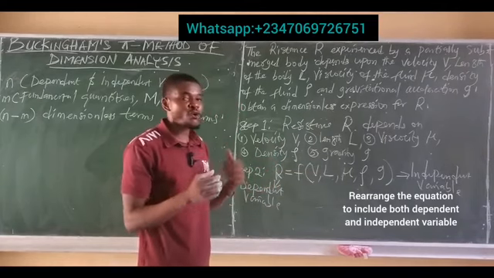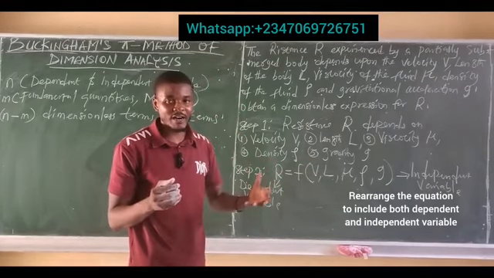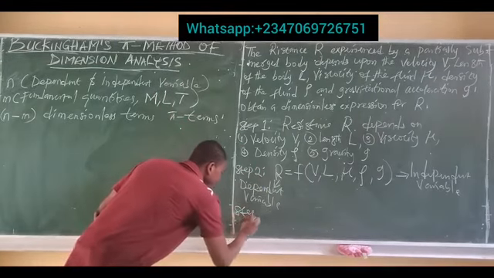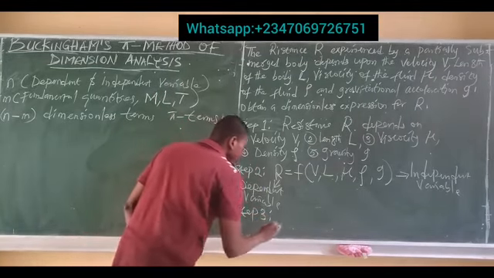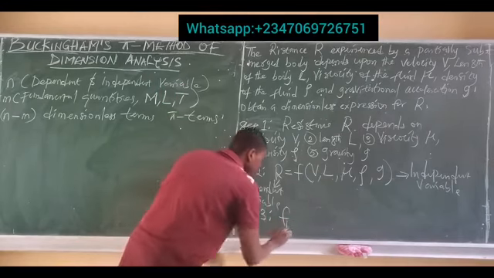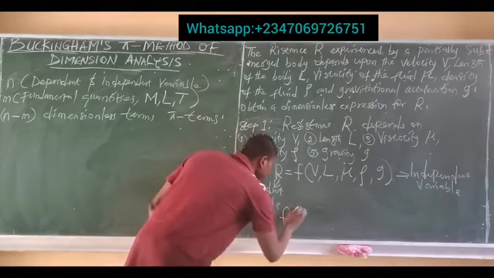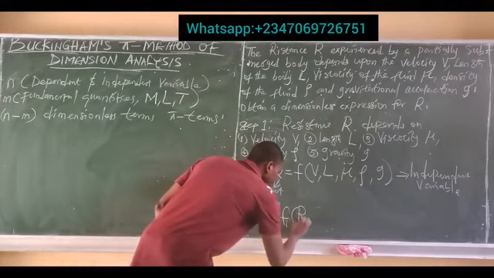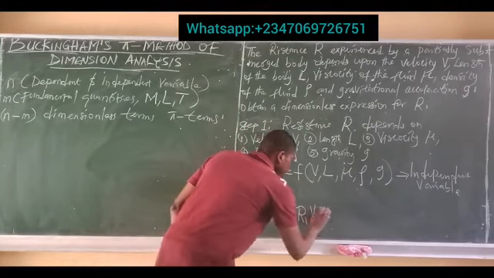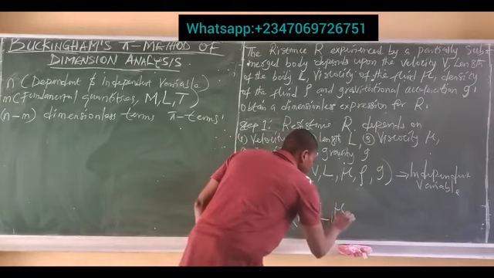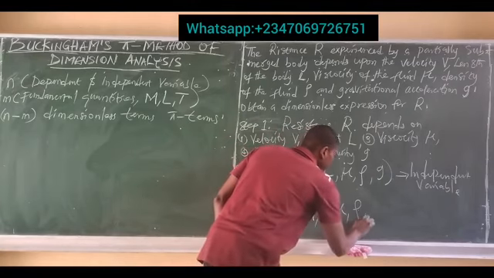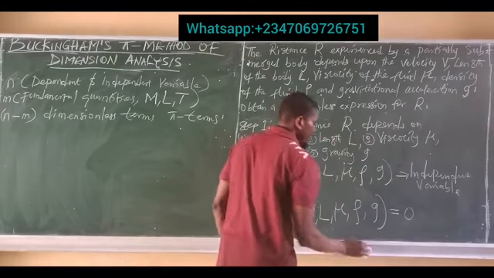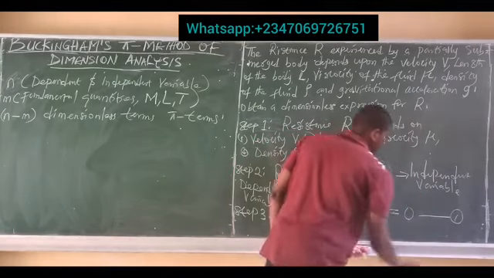So we have a mixture of both dependent and independent variables. That's the third step. Step 3 is simply going to now be f1. So simply call this function f1 of R, the velocity, the length, the dynamic viscosity, density, and gravity. The whole of this is equal to 0. You can simply call this equation 1.